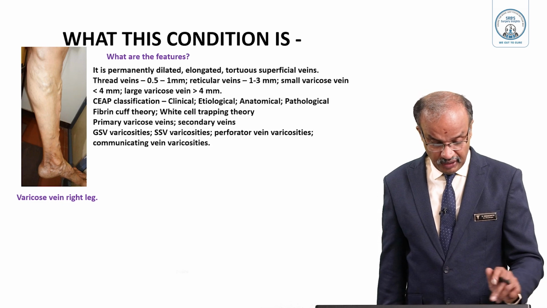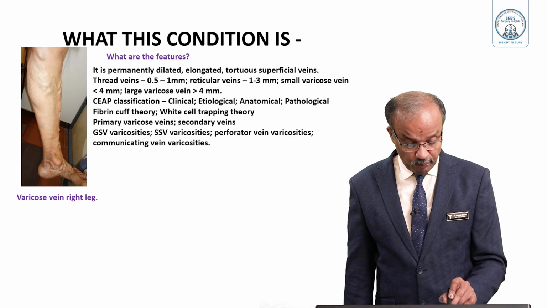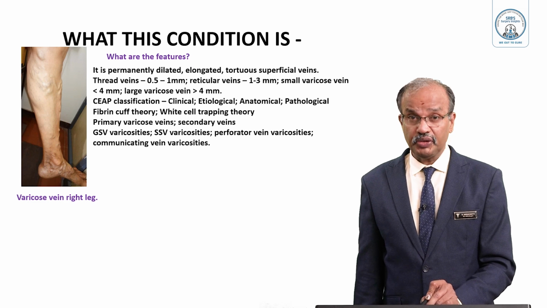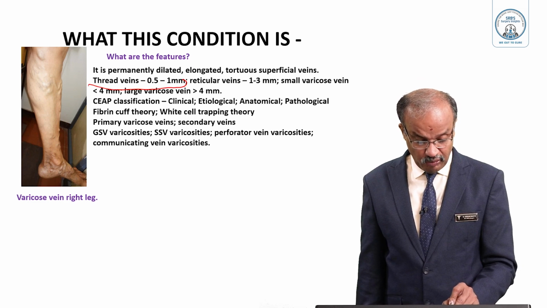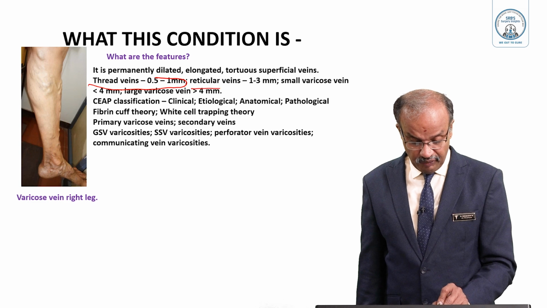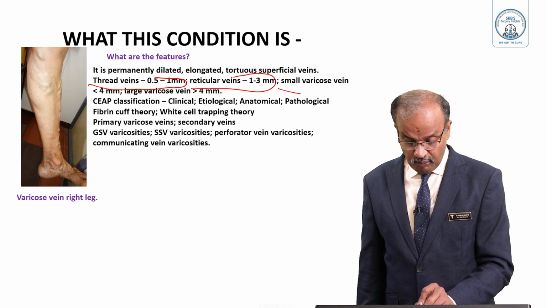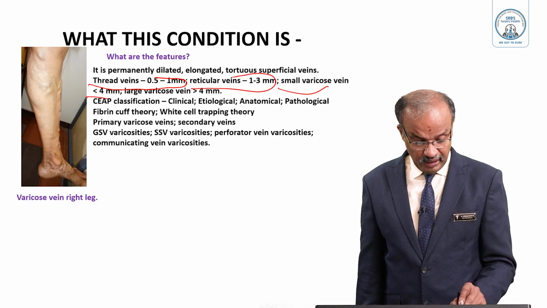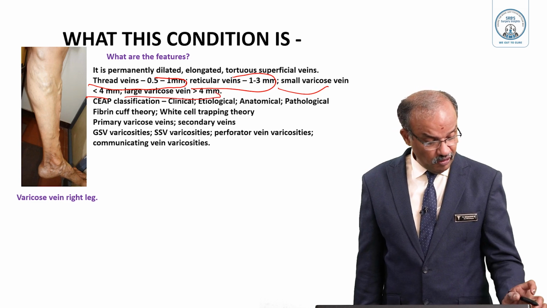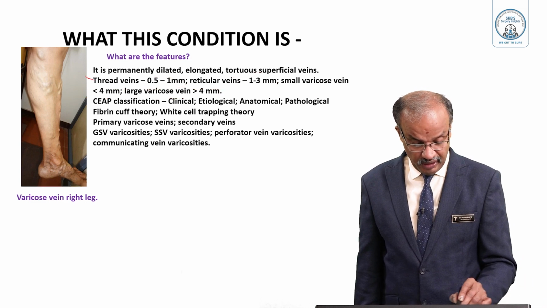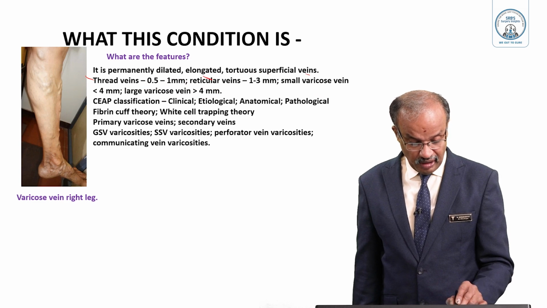So what are the features? This definition is very important: permanently dilated, elongated, tortuous, superficial veins. Now these measurements are important. Thread veins are less than 1 millimeter. Reticular veins are less than 3 millimeter. Small varicose veins are less than 4 millimeter. Large varicose veins are more than 4 millimeter. So you should know the definition of all these: thread veins, reticular veins, and small and large varicose veins.